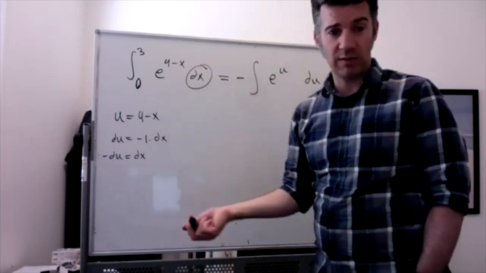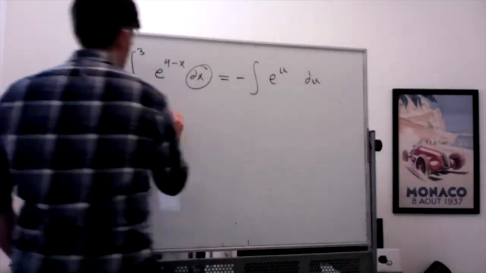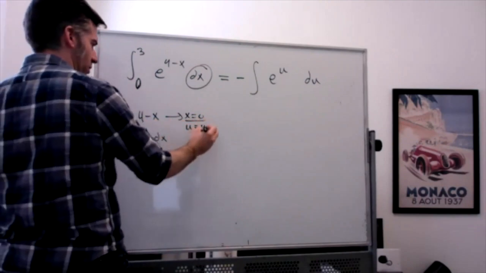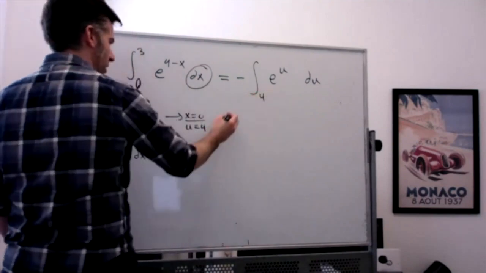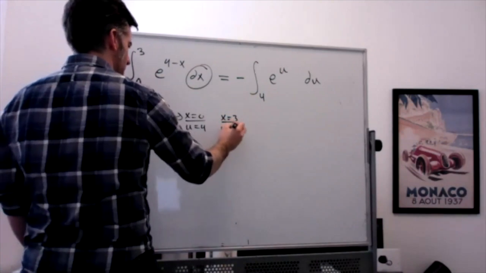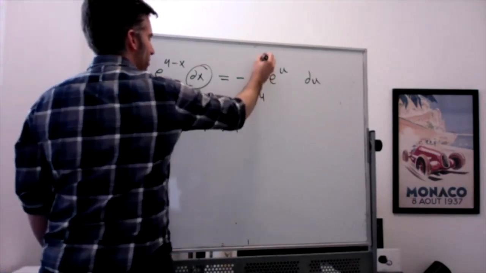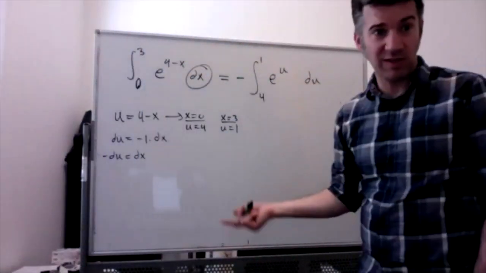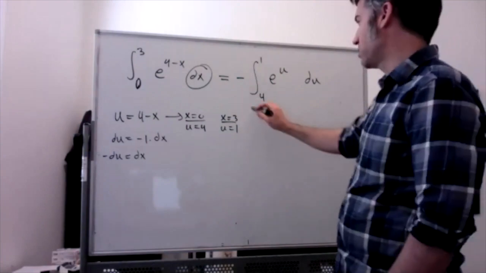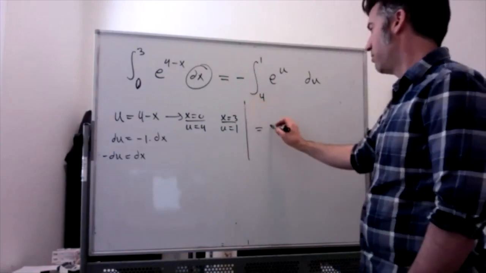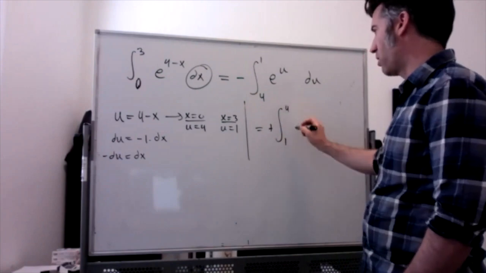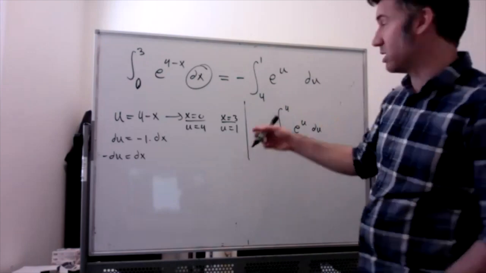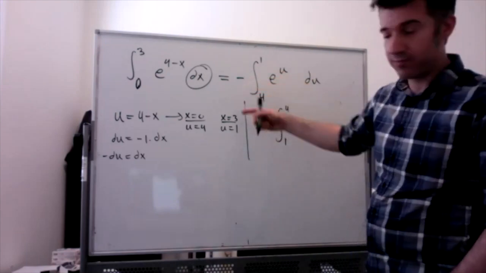And then I would like to change my limits of integration. So x equals 0, I'm going to get u equal to 4 minus 0, which is 4. If x equals 3, u is going to equal 4 minus 3, which is 1. And then, since my limits of integration are out of order, and especially since I already have a negative sign out front, I can totally rewrite my integral as positive the integral from 1 to 4 of e to the u du. You do not have to do this. I just like to do it, especially if there's already a negative sign out there.